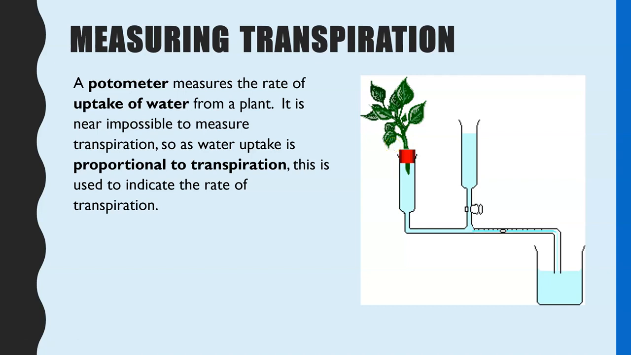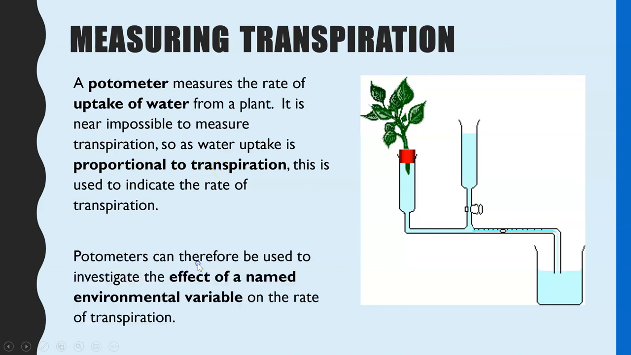The reason that it's measuring uptake of water rather than transpiration is because it's near impossible to measure the rate of transpiration. It's water vapour that is coming out by evaporation, so it's very difficult to measure. Instead, because the amount of water that is taken up is almost the same as the amount of water which evaporates by transpiration, we take it that however much water was taken up is proportional to the rate of transpiration. So that's what it's measuring.